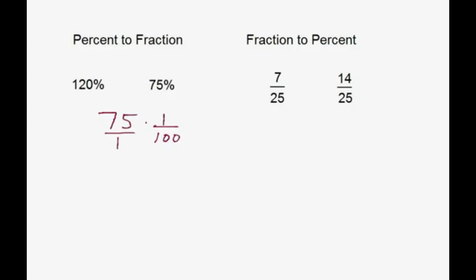Okay, so we now have 75 times 1 over 100, and 75 times 1 over 100 is 75 over 100. This fraction can be reduced to 3/4. 75% as a fraction is 3/4. And that is our final answer.